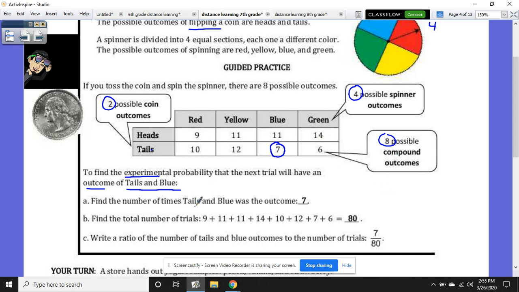Okay. So find the number of times tails and blue was the outcome. We already did that. 7. Find the total number of trials. So here what they're doing is they're adding all of these numbers here: 9, 11, 11, 14, 10, 12, 7, and 6. You add them all together.